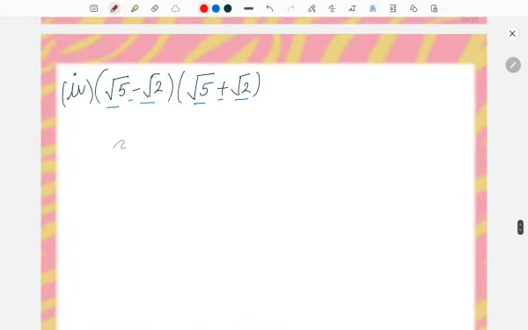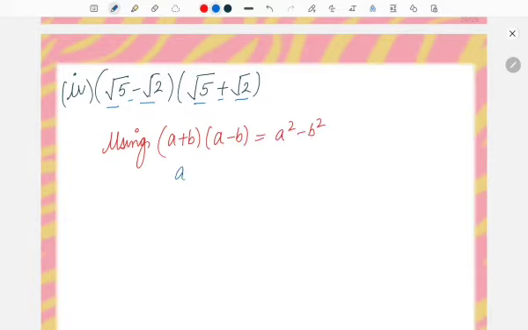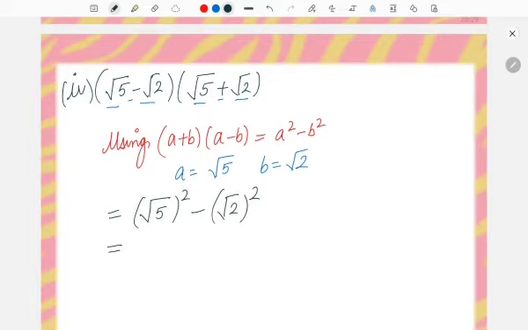Which is using a plus b multiplied by a minus b, which is equal to a square minus b square. A here is root 5 and b is what? Root 2. So what do I get? क्या मिलेगा हमें? Root 5 whole square minus root 2 whole square. Root 5 into root 5 is 5 minus root 2 into root 2 is 2. So the answer I am going to get is 3. I hope इतना तक clear है सबको. Let's move to the next question.